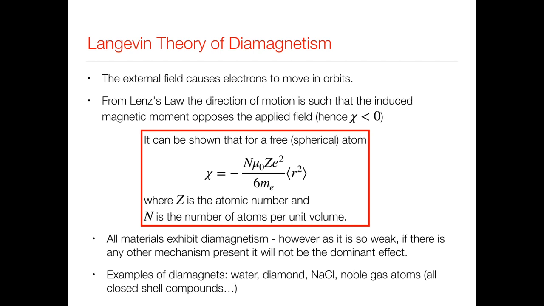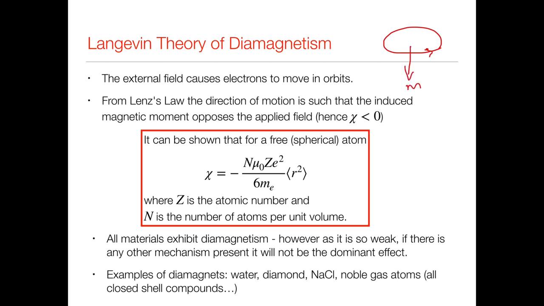Okay, and so what happens is when you place a material, in fact, any material with electrons in a magnetic field, the external field causes the electrons to move in orbits. They just start to go round. And what is this? Well, this is a magnetic moment. So if the electrons are going round in this direction, the current is going round in the other direction, so the magnetic moment will be this way.